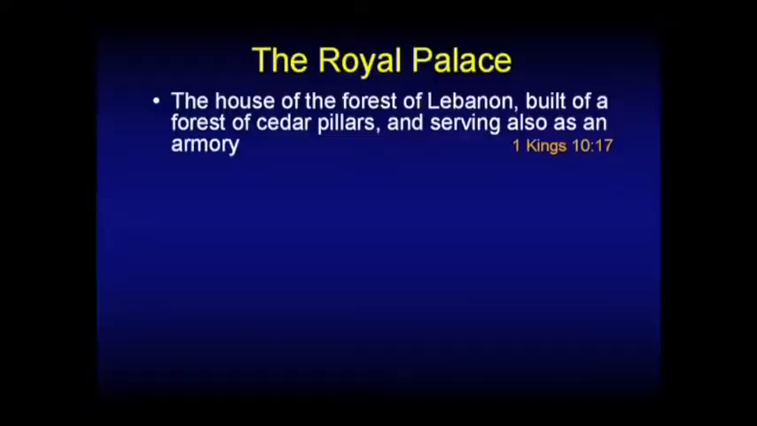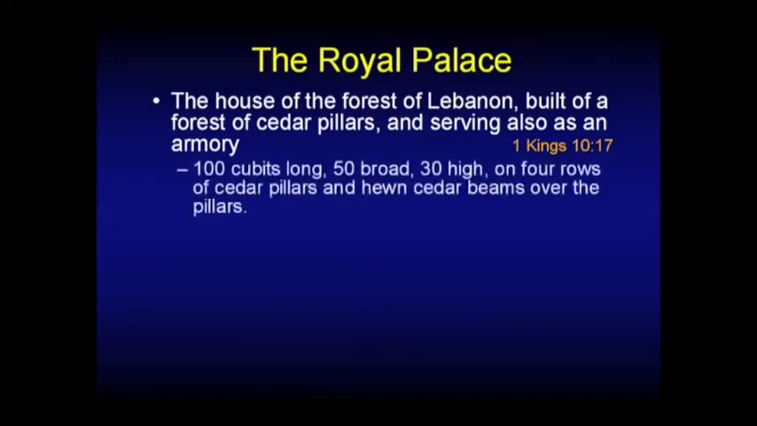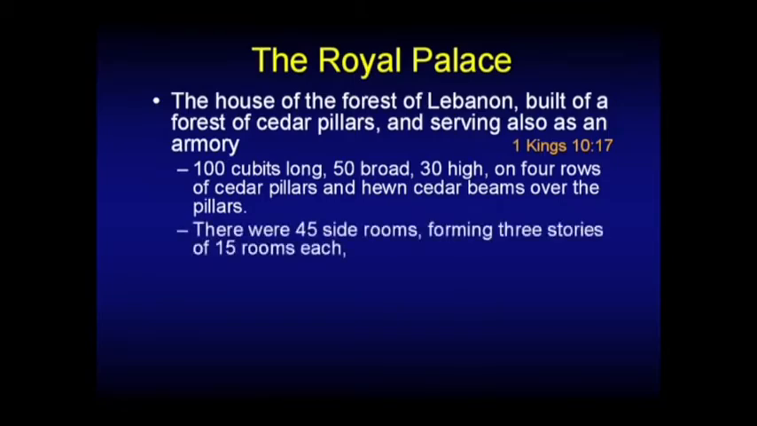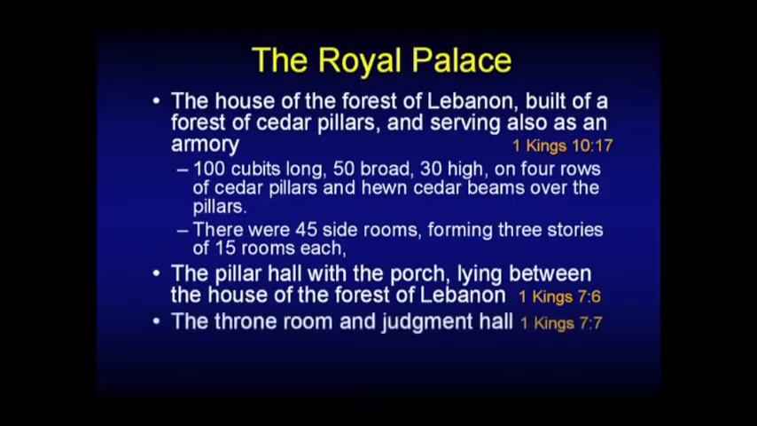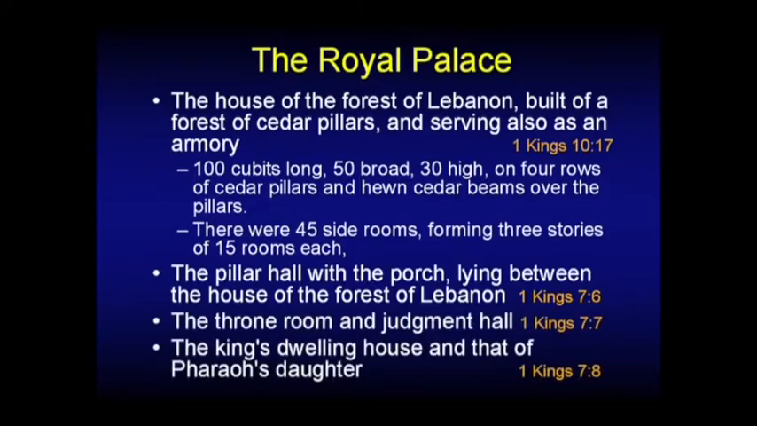It was built of cedar pillars, and it also served as an armory, 1 Kings 10. 100 cubits long, so it's half the length of a football field. 50 broad, 30 high, and 4 rows of pillars and hewn cedar beams over the pillars. There were 45 side rooms forming 3 stories of 15 rooms each. The pillar hall, the porch lying between the house of the forest of Lebanon, the throne room, then the judgment hall, and then the king's dwelling house, and also that of Pharaoh's daughter. So a huge, huge palace. It took almost twice as long to build the palace as it did the temple.